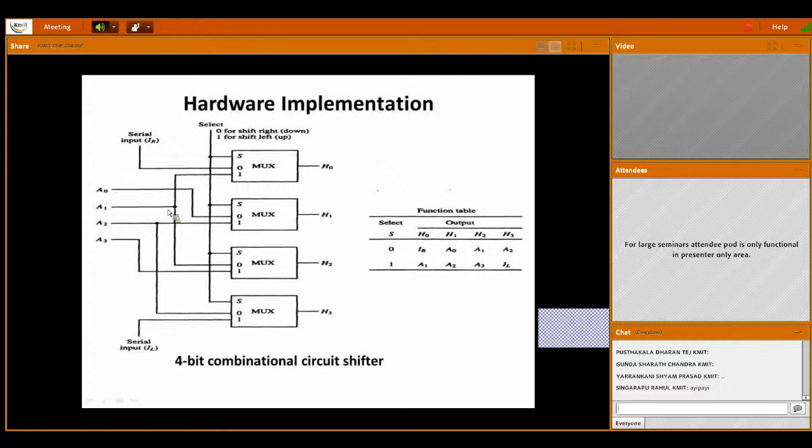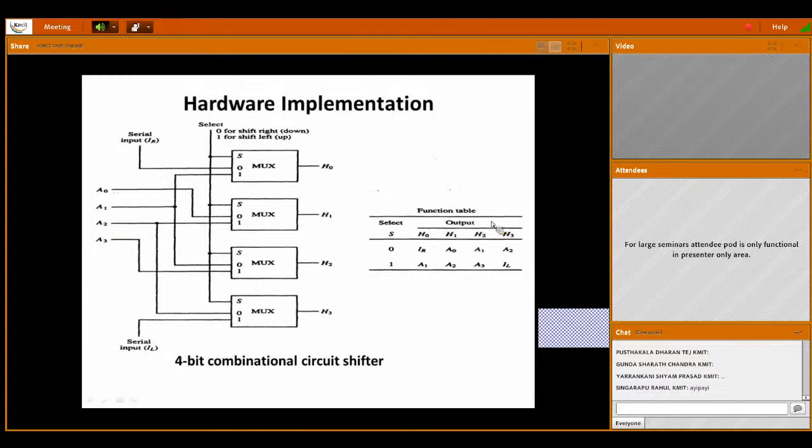In the same way, for H1, the second multiplexer's output, two inputs are to be connected. To the 0th input you should connect A0, and to the first input line you should connect A2.